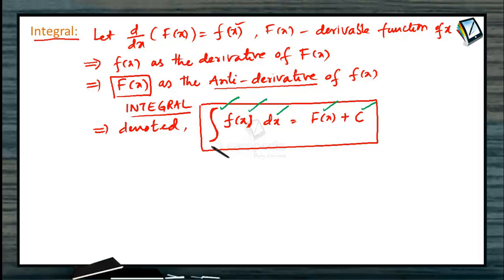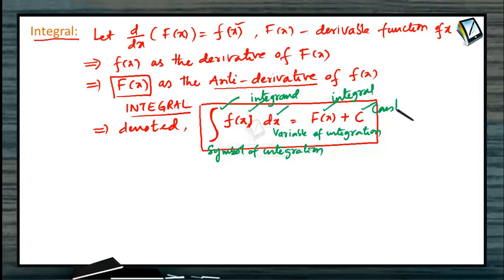The first one is called the symbol of integration. The second one is called the integrand, the function whose integral you are going to find. This is called the variable of integration, with respect to which variable you are finding the integral. And this is what is called the integral. And this is called the constant of integration.